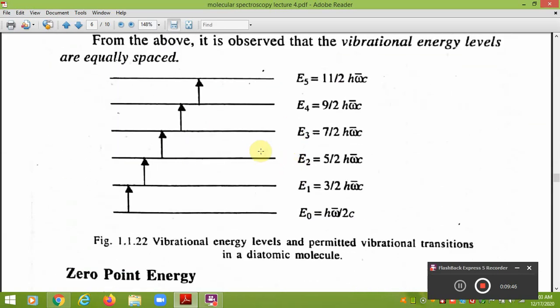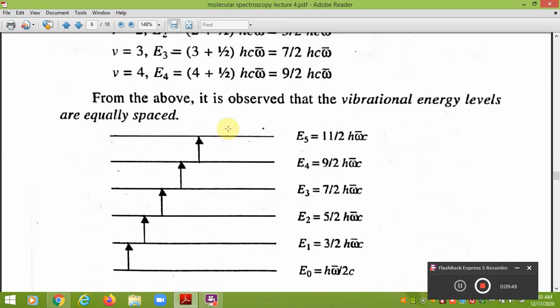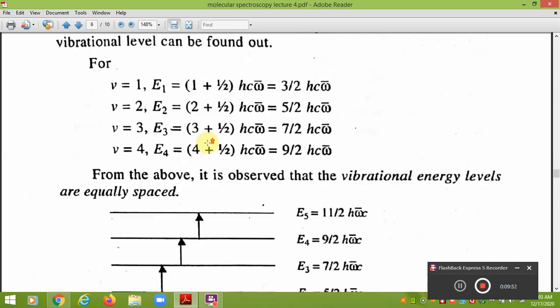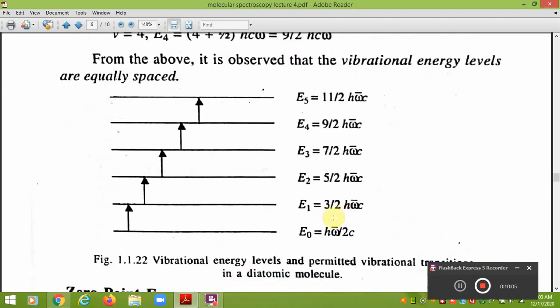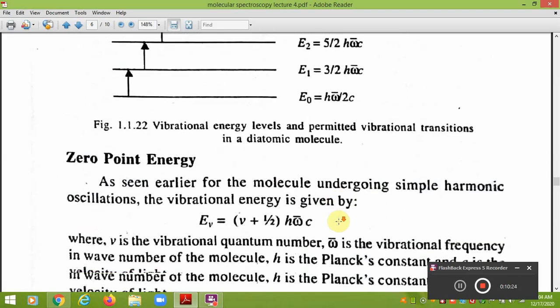Similarly, the important thing here is that it is observed that the vibrational energy levels, where v is the vibrational quantum number, for v equal to 1 we have 3 by 2 omega bar. Similarly, we get 5 by 2, 7 by 2, 9 by 2. And if you plot each energy level for different values of v, we get equally spaced vibrational energy levels. So whenever we compare this vibrational energy level with the rotational energy level, the vibrational energy levels are equally spaced, though the value of v goes on increasing.